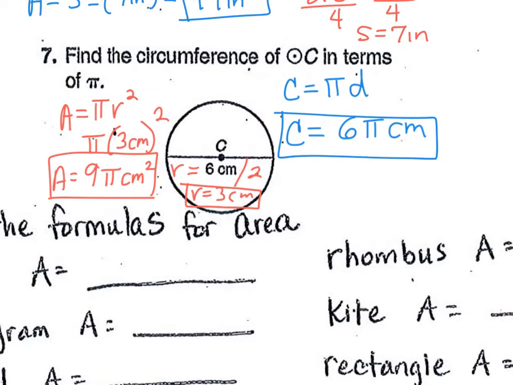Now for the radius, well, the radius is half of the diameter. So half of 6 is 3. Plug it into the formula for the area. It's 3 centimeters squared, which is 9 pi square centimeters. So that was the area. So you have to have those 4 things for that problem number 7.